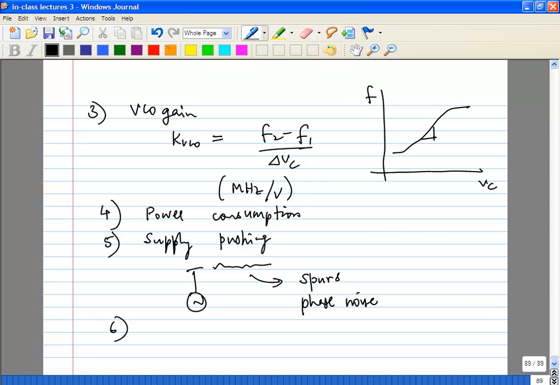What else? Pulling, of course. Don't even need to mention that because we talked about it last time, when we talked about transmitters, about how you can have either electromagnetic or substrate coupled pulling. And of course the last one is phase noise. We'll get to it next class. I mean, it's not the last one, it should be right at the top, but I put it at the end because we're going to do it later.